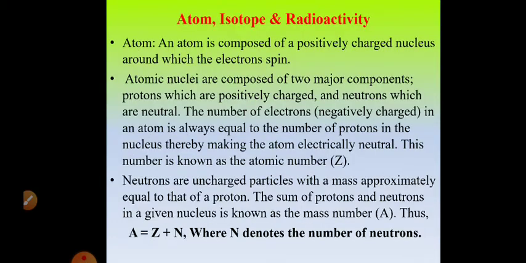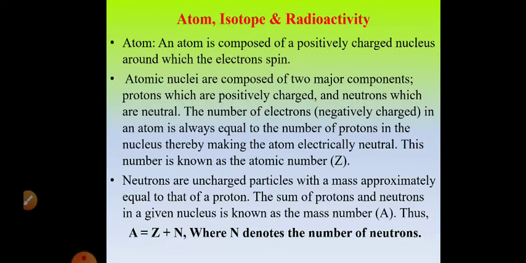Now, what is an atom? What is an isotope? And what is radioactivity? Let us understand. What is an atom? It is composed of a positively charged nucleus around which there is a field of electrons, or electrons spin around a positively charged nucleus in an atom.